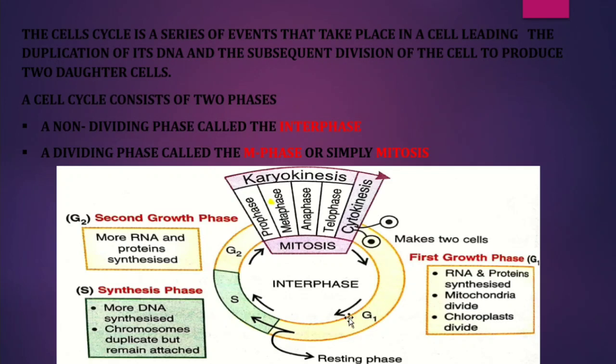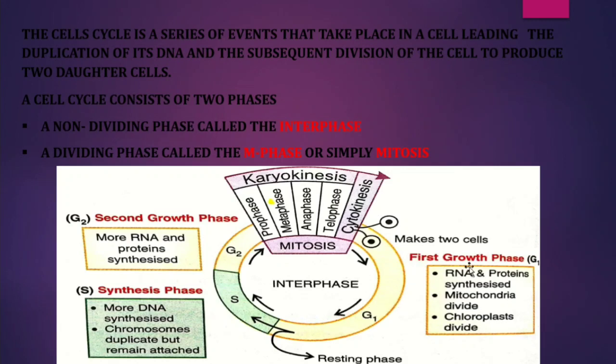One is the first growth phase, the second one is the synthesis phase, and the third one is the second growth phase. What is karyokinesis? When the cells start to divide, first the nucleus alone starts to divide, that is called karyokinesis. It takes place in mitosis cell division in four phases called prophase, metaphase, anaphase and telophase. Followed by the karyokinesis, that is the division of the nucleus, the cytoplasm also starts to divide into two, that is called cytokinesis, making two cells.